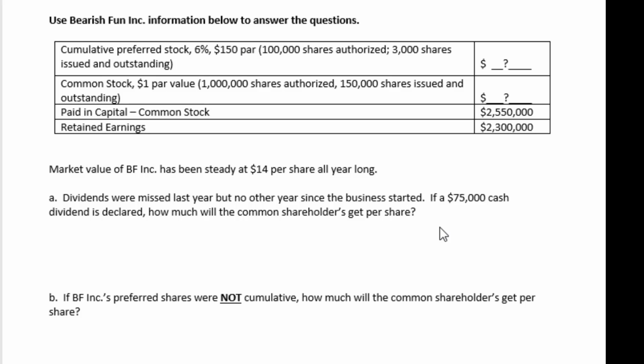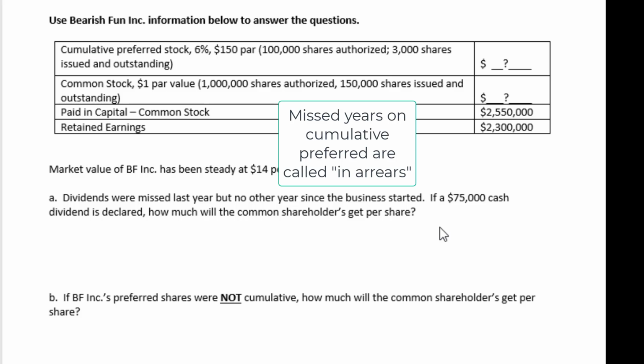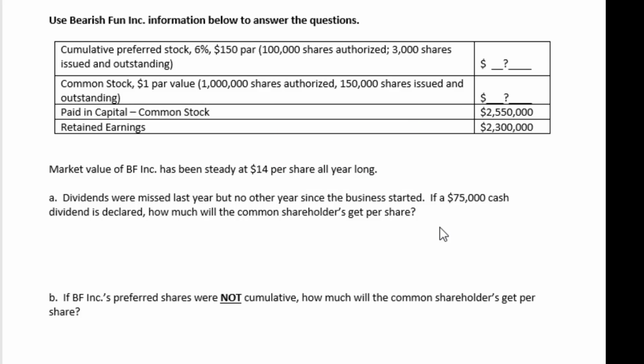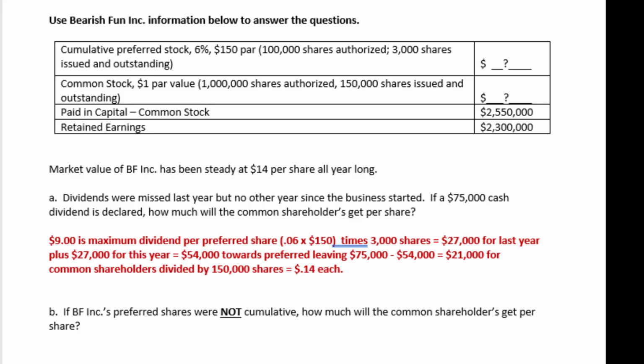And since it's cumulative, we have to make up any missed years. That's called in arrears. We have to make up any dividends that are in arrears, any missed year or even part of a year, before the common shareholders get any. So let's do that math. So let's look at the math.